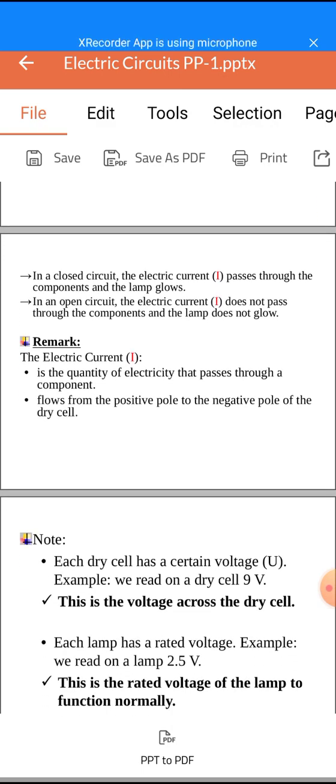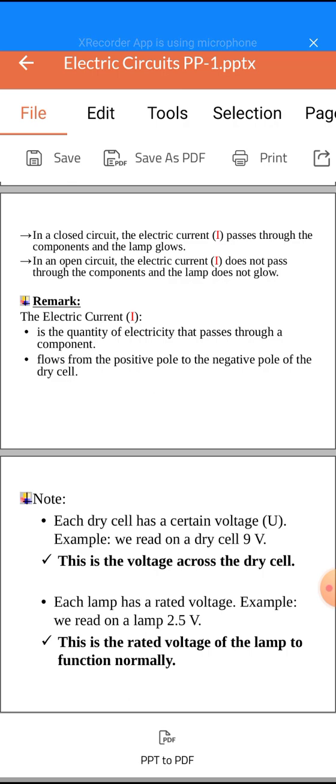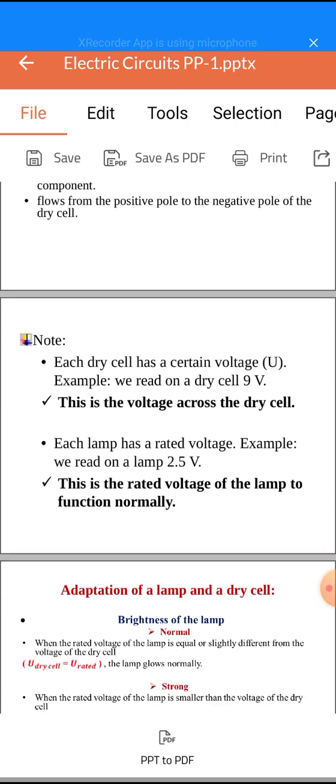What's meant by the electric current? The electric current is the quantity of electricity that passes through the components, and it must flow from the positive pole of the dry cell to the negative pole.